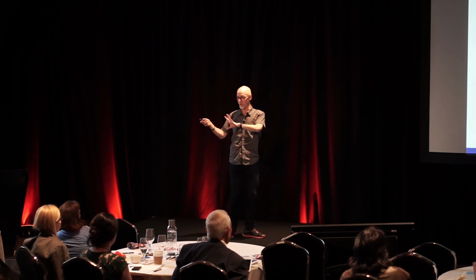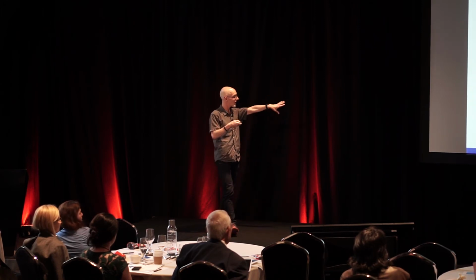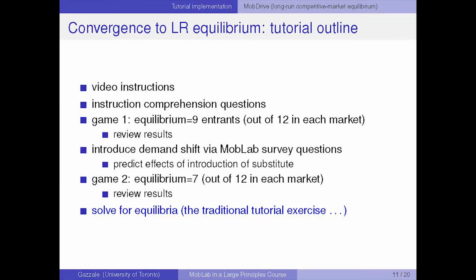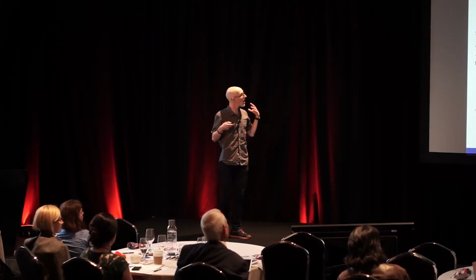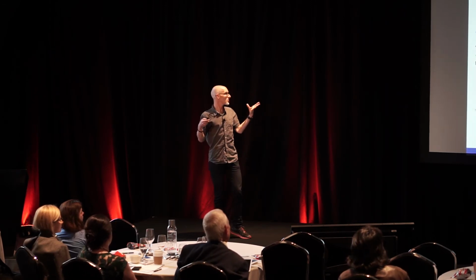And so at this point, I'm introducing a demand shift where they're doing it themselves, but we're going to play game 2, the equilibrium, where 7 out of 12 in each market enter, right? And so they are living the model that we present in the textbook, or which I should say Alex presents in the textbook. And then afterwards, we do the traditional tutorial thing of solving for the equilibria, once students have already, in essence, found the equilibrium themselves. Now, a few weeks later, I posed a test question.